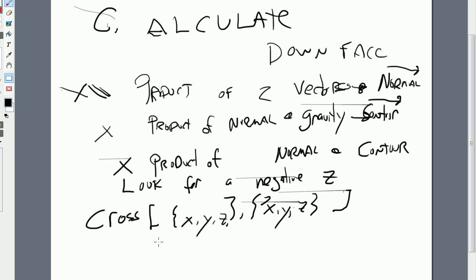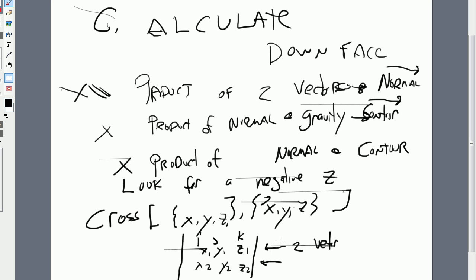How do you get the cross product by hand? You take the determinant of this matrix: i, j, k, x sub 1, y sub 1, z sub 1, x sub 2, y sub 2, z sub 2, where these are the two vectors you are multiplying. Alright, so that's what you get.